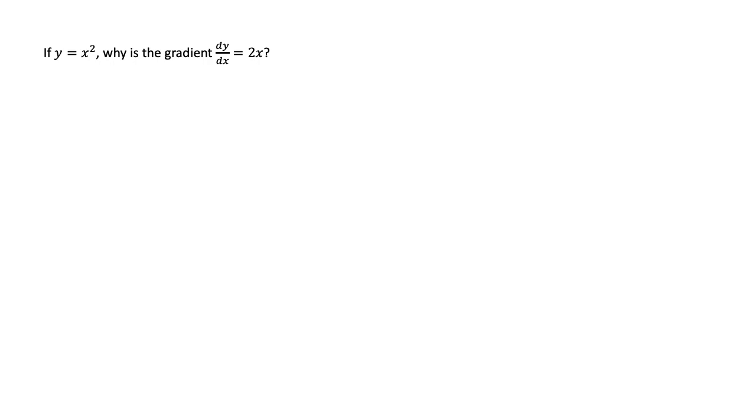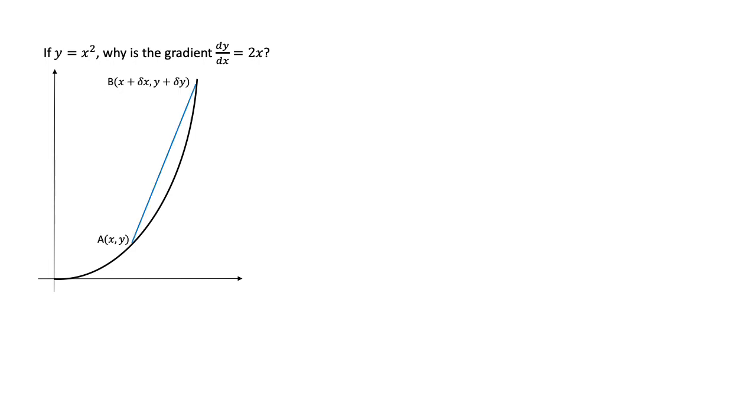So we're going to look at the curve y equals x squared. So here it is. Here's part of y equals x squared in the first quadrant. And what we're going to do is draw a chord on this curve where points A and B are on the curve. Now A is just a general point on the curve with coordinates x, y.